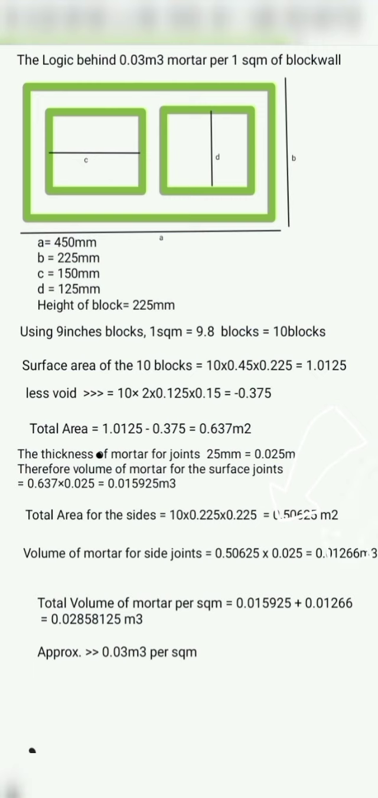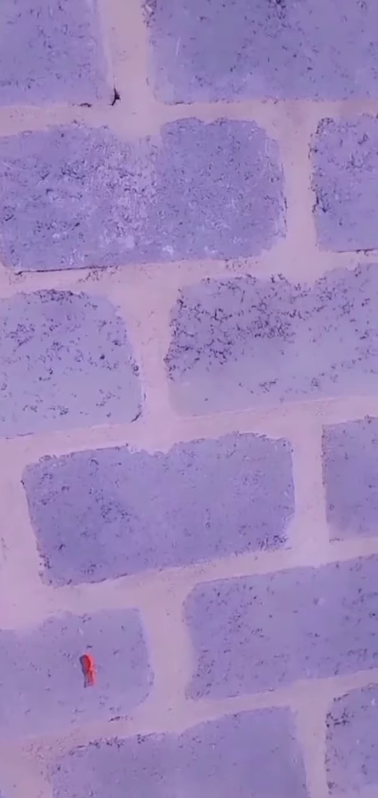Then after that, you just multiply your thickness of mortar, that is thickness of the side joint, by the overall surface area of the side joint. So adding the quantity of mortar for the side joints to the quantity of mortar for the surface joints is the logic behind 0.03 m cube per square meter of block wall.